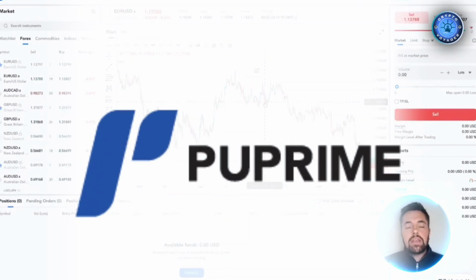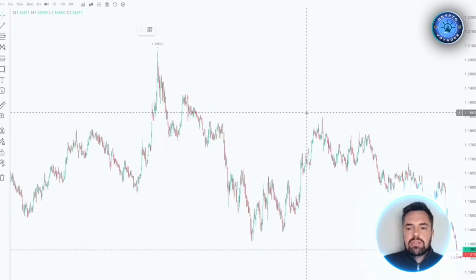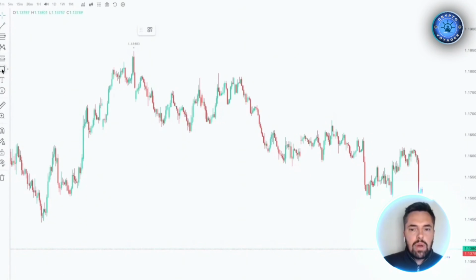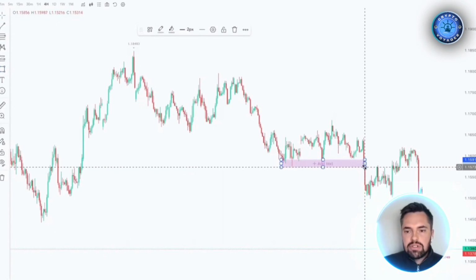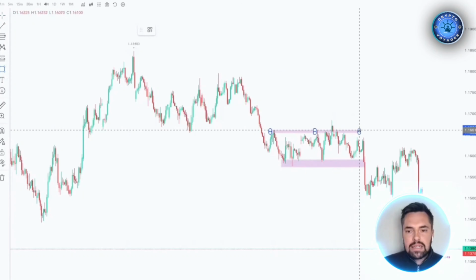Right, I'm on PU Prime's web trader now, and I want to show you support and resistance. Probably the most important concept a beginner needs to understand before placing any trade. Support is a price level where the market has previously fallen to and bounced back up from. Resistance is a level where the market has risen to and been pushed back down from.